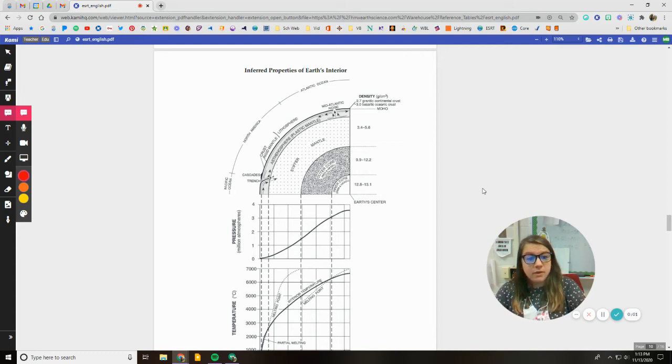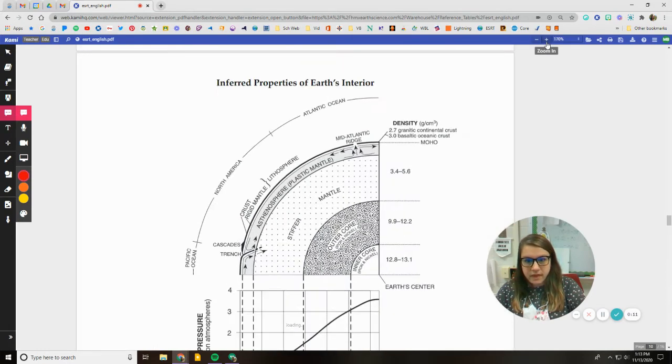This video is going to show you a little bit clearer how to use page 10 of your reference tables, the inferred properties of the Earth's interior. Just to cover some things up at the top here, first you have the crust and the rigid mantle. Together, those two make up the lithosphere.